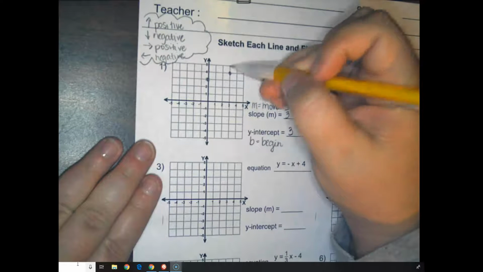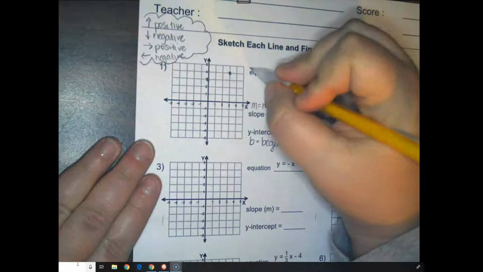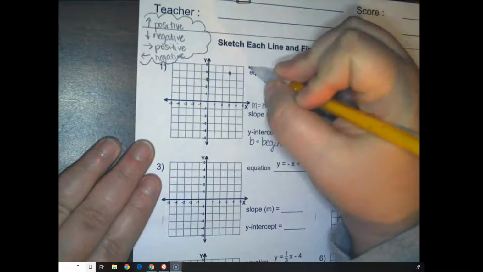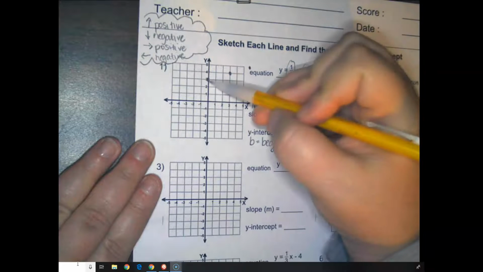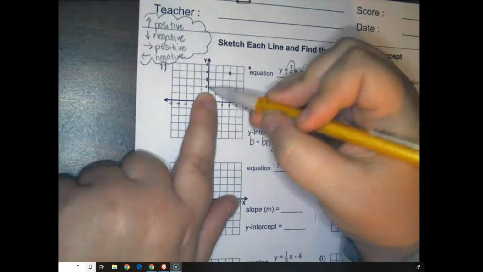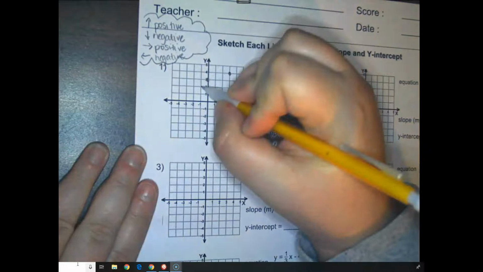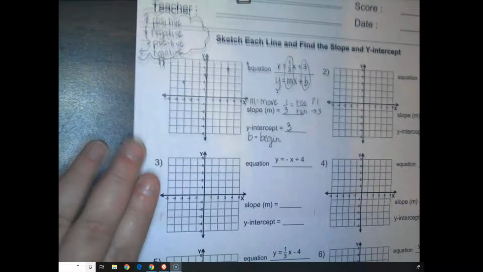Now, I ran out of room. I can't go anymore. I don't have room to put that third dot. I could put it off the grid a little bit, but I also need to do the reverse of that. I went up 1, so now I'm going to go down 1. And I went to the right 3, so the opposite is to the left 3. 1, 2, 3. Down 1, over 3. Couldn't fit it.